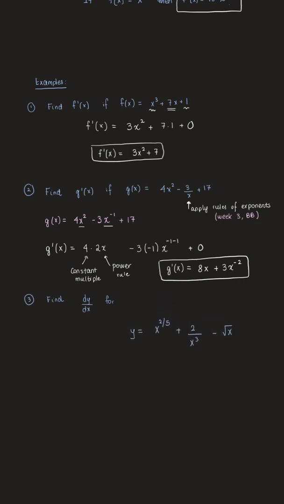There. Let me make a little space so I can rewrite that. And so our g prime of x can also be written as 8x plus 3 over x squared. And here I have only applied rules of exponents.